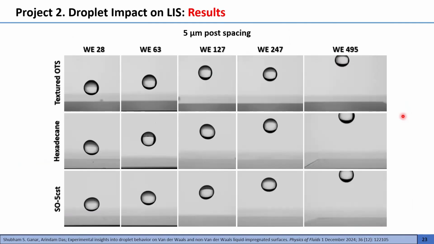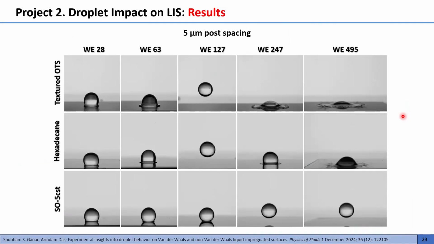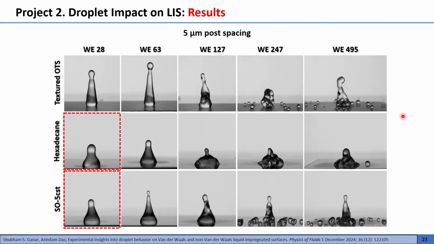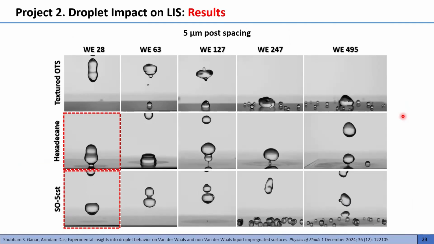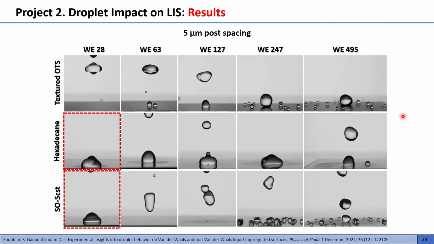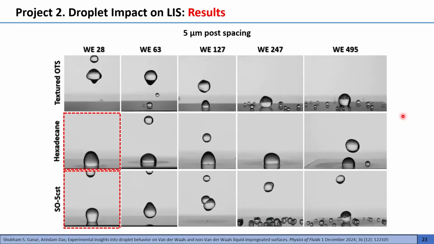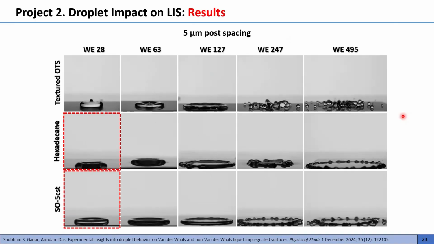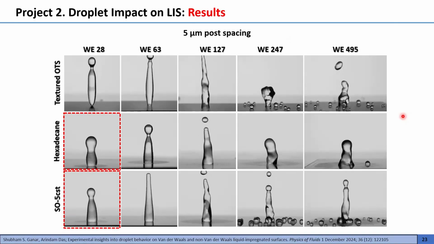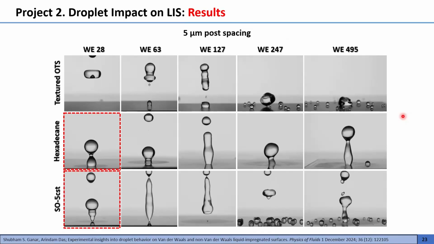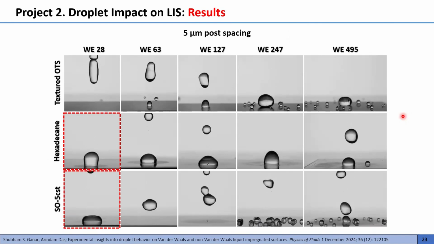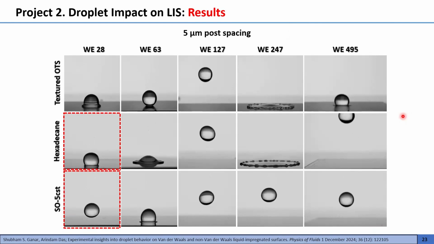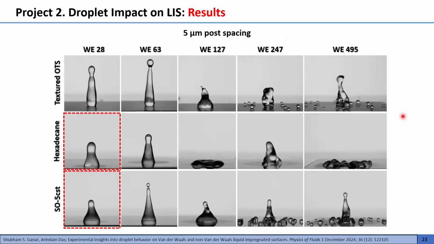In this slide, the droplet impact on 5 micron post spacing is shown. As you can see, at the lower Weber number for hexadecane LIS, the droplet has no rebound when compared with the silicon LIS. This is because during the receding phase, it does not have enough energy to overcome the resistance offered by the open top posts. Whereas with the silicon oil, the droplet will rebound completely because of the presence of the thin film.